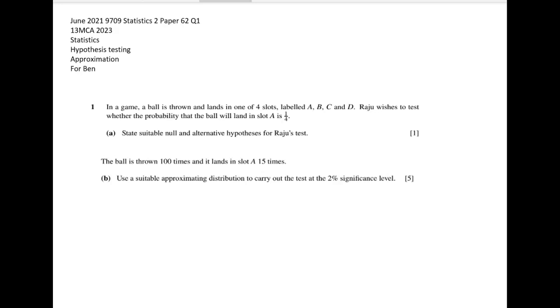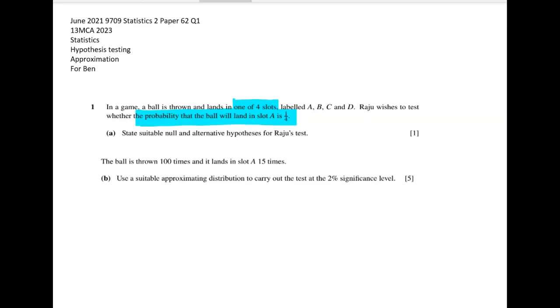The first part is the setup. So we've got a game where a ball is thrown and it lands in one of four slots, A, B, C or D, and Raju wants to test whether the probability that the ball will land in slot A is 1/4. Now there's no suggestion that it's going to be lower or higher, so this is going to be a two-tail hypothesis test, and we just have to state the null and alternative hypotheses for Raju's test.